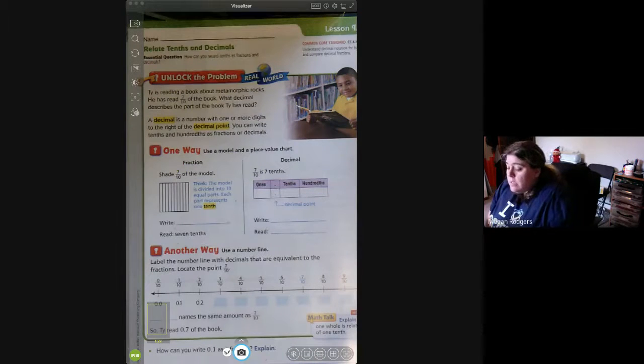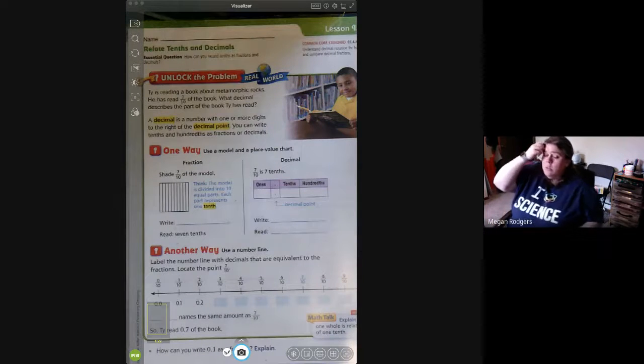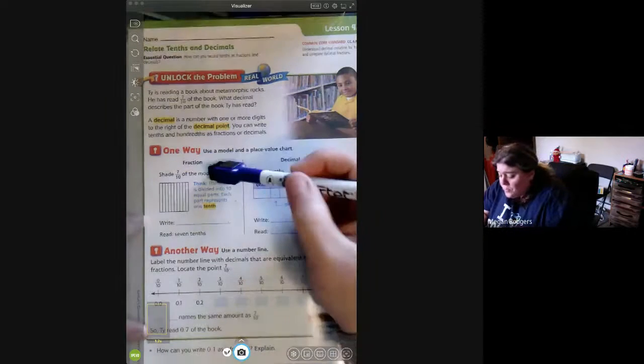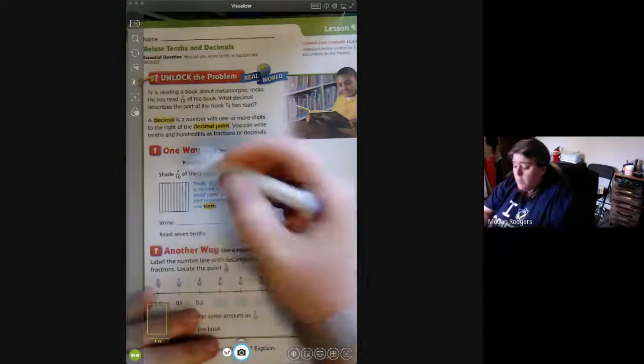So the decimal is a number with one or more digits to the right of the decimal point. You can write tenths and hundredths as fractions or decimals. Okay, so one way is to use a model and a place value chart. So these are just kind of our drawing pictures and things. So it says shade 7/10 of the model.